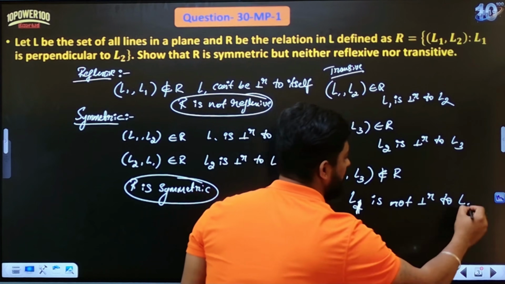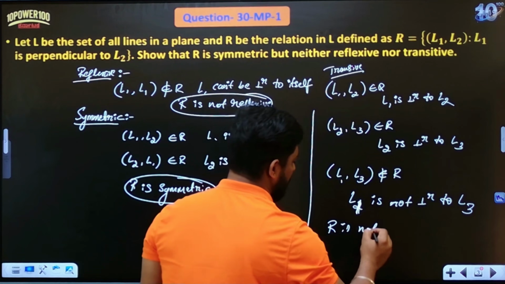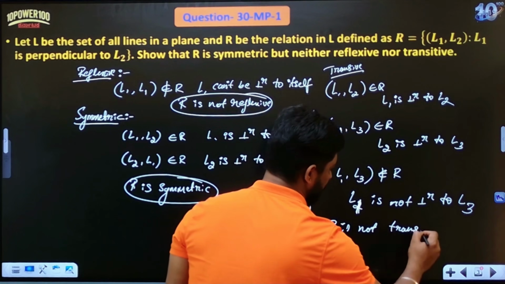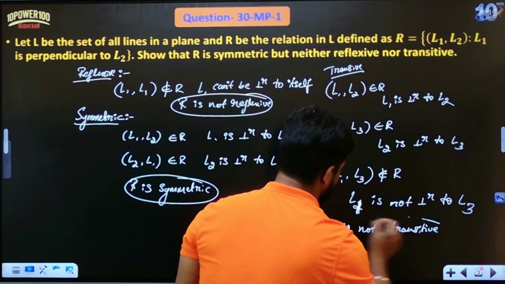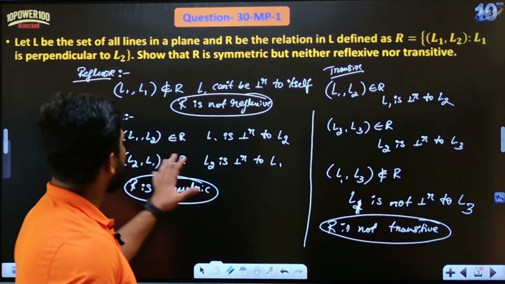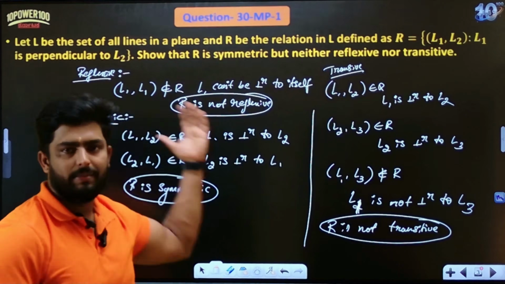L1 is not perpendicular to L3. So R is not transitive. So this is the condition that you have to write. Okay, very simple. So take the line conditions. For reflexive, it is the same element comma same element.